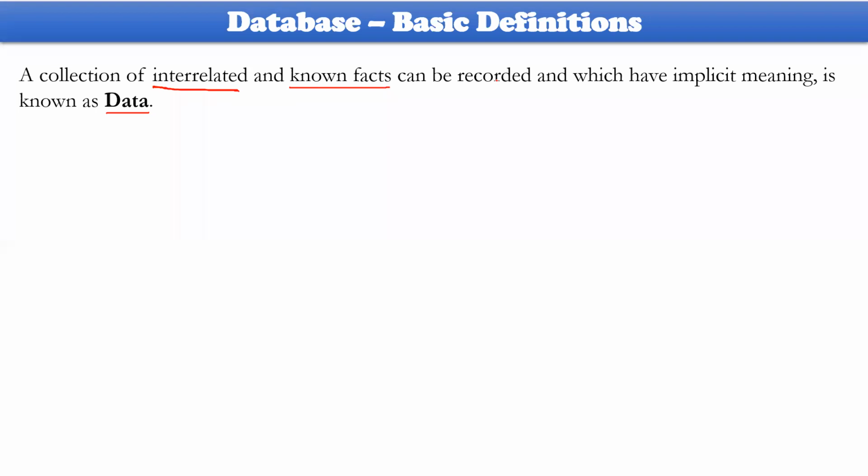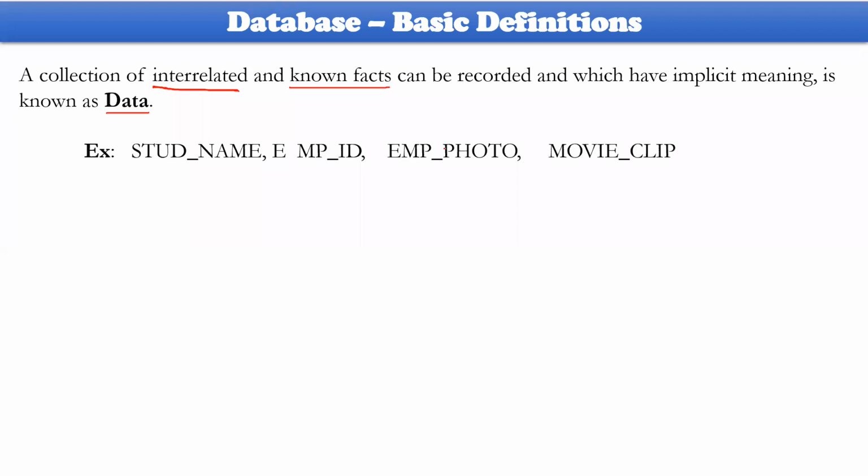So what do you mean by interrelated? Let me consider examples in such a fashion. Student name, employee ID, then employee photo, movie clip. We have taken many examples here. Student name is related to the student information system. Employee ID is related to the employee information system, whereas employee photo is also related to the employee information system, and movie clip is related to the movie information system.